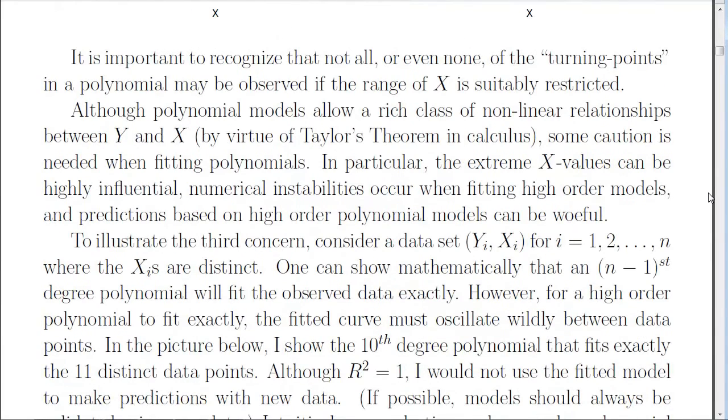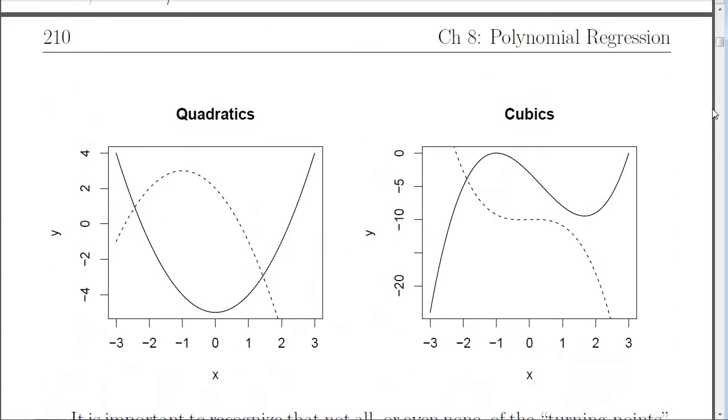So it's important to recognize that not all, or even none, of the turning points of a polynomial may actually be observed in the range of x. In fact, you could have data over here to the right which has this sort of positive curvature, sort of concave up, and a polynomial could show you that. You'd fit the whole polynomial to the data, but the data maybe only exist in one sort of tail of that curve.